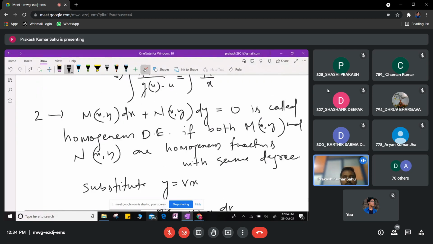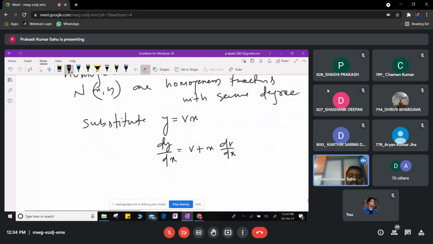Okay. So now you can easily write, in place of dy, v plus v dx plus x dv. Yes or no? In place of dy, you can write v dx plus x dv.